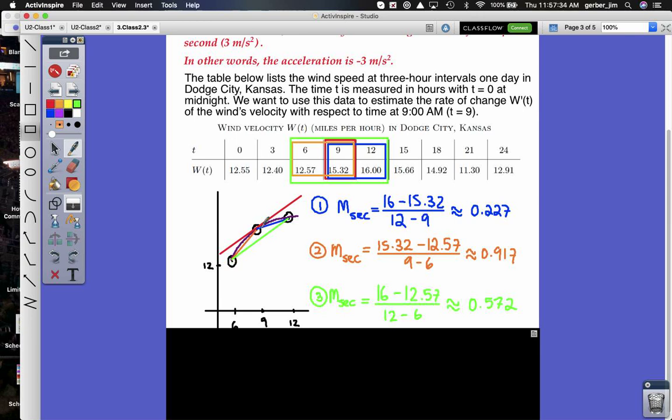Here's the point (9, 15.32). And here's the point (12, 16). And I've drawn this purple curve through these 3 points just to estimate what the curve might look like. I don't really know.